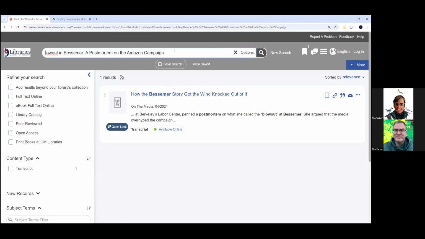Now, let me show you a slightly different search. Let's say that you were interested in looking at the issue that we've discovered, Amazon and unions, but you wanted to use some additional terms that had come up. Well, anti-union was something that we saw in one of those articles.